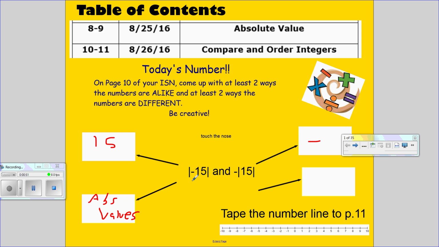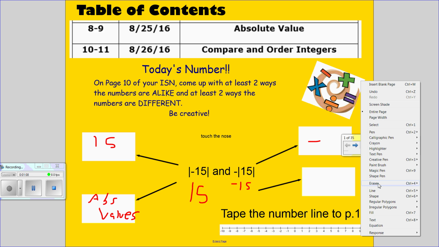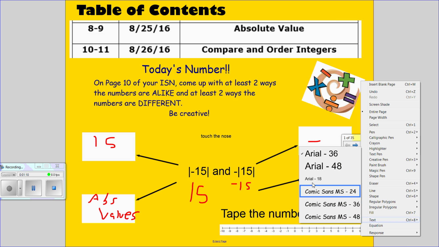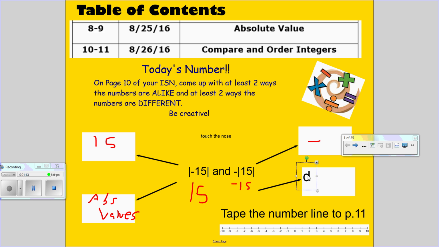So let's solve it. Let's find the value of each one. How far is negative 15 from 0? What's the distance of negative 15 from 0? 15. What is the distance of 15 from 0? 15. But what's the opposite of 15? Negative 15. So they both have different values or different solutions. This is 15, and the solution here is negative 15.